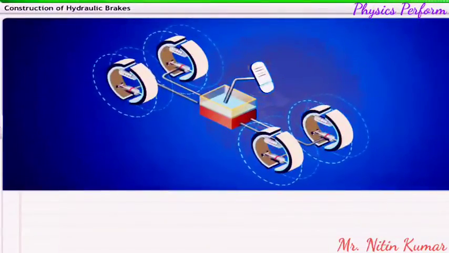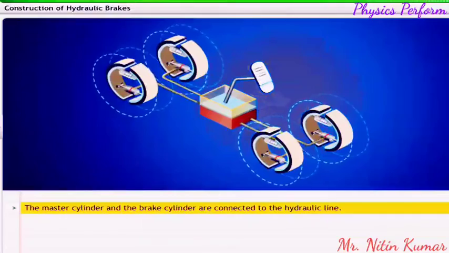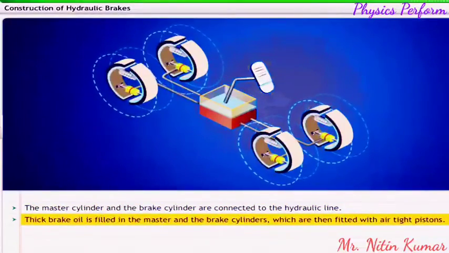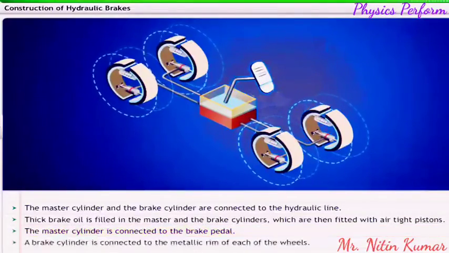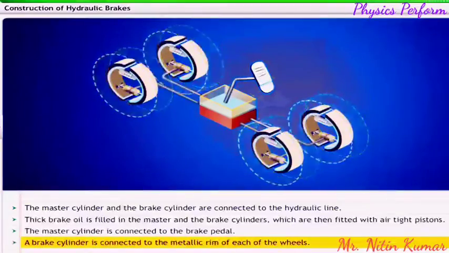The master cylinder and the brake cylinder are connected by a thick copper pipe called the hydraulic line. Thick brake oil is filled in the master cylinder and the brake cylinders, and they are fitted with airtight pistons. The master cylinder is connected to the brake pedal. A brake cylinder is connected to the metallic rim of each of the wheels.